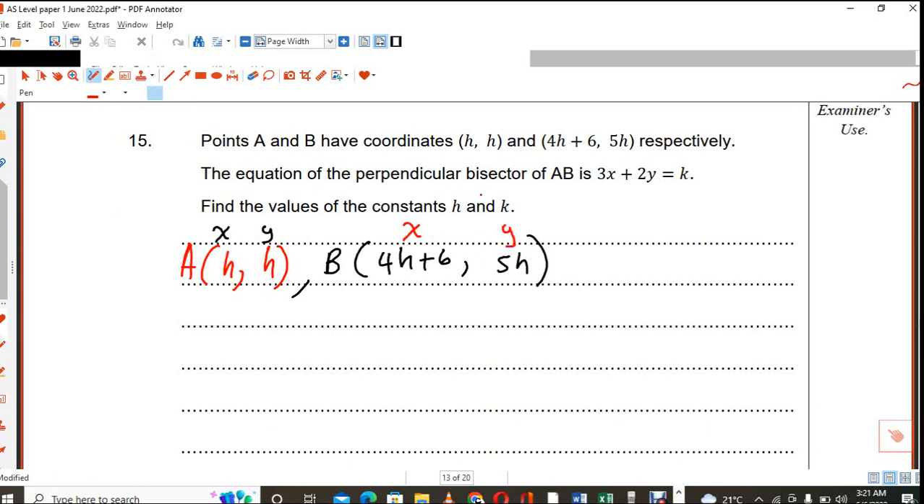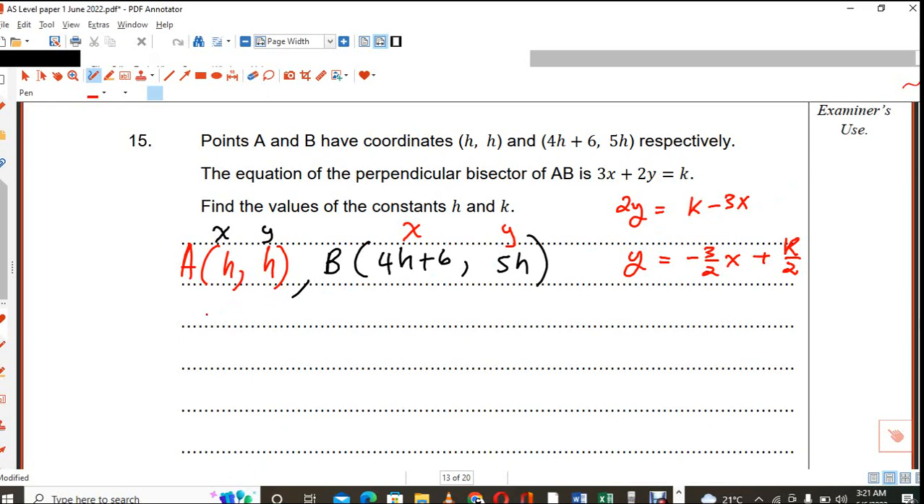Okay, then you have an equation of a perpendicular bisector, right? So I'm just going to write this equation in the form y equals, maybe I put the 3 in front, because it's gradient intercept form. Then it's plus k over 2, just in that form. So this is the equation of the perpendicular bisector of AB.